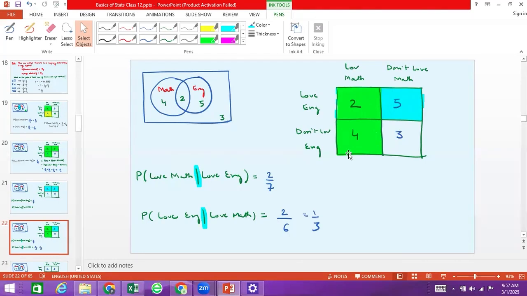Okay. So in the first case, loving English is the universal case. Out of that, we need to select the students loving math. Right, okay, correct, got it.